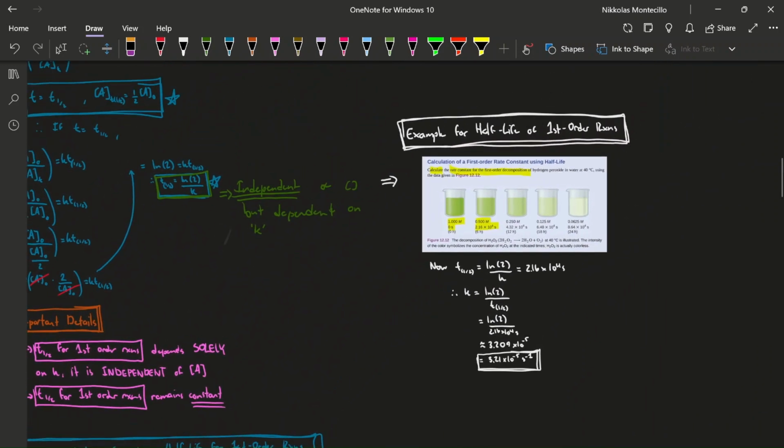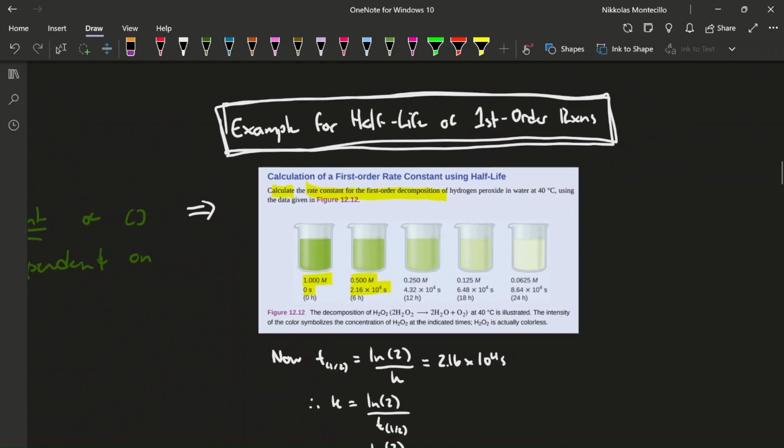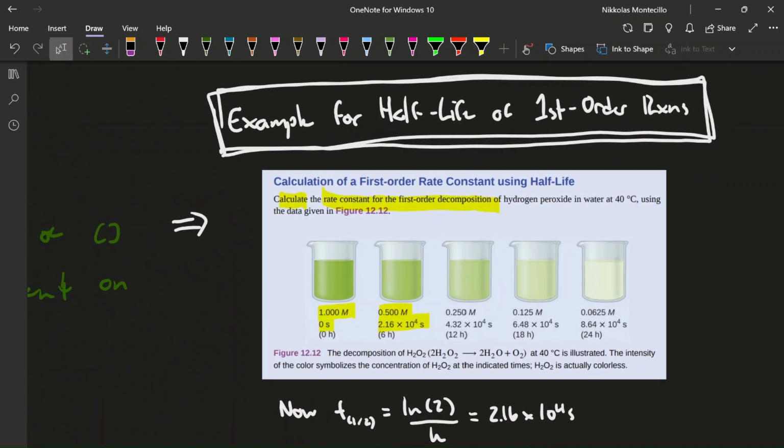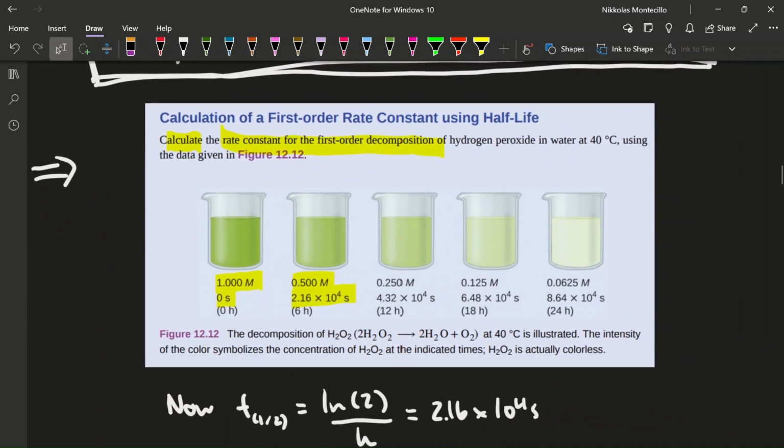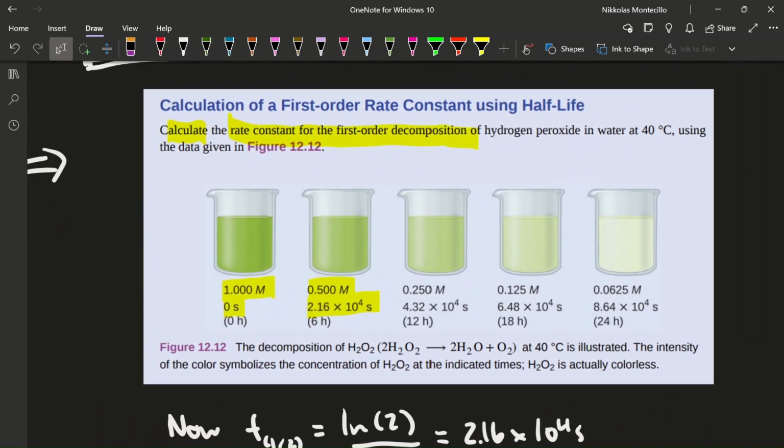So let's go through an example of half-life for first-order reactions. Let's say we want to calculate the rate constant for the first-order decomposition of hydrogen peroxide. There's a lot of experimental data here, but what's most important is we figure out the half-life. We find that it takes about 6 hours, or 2.16 times 10 to the 4 seconds, for the initial concentration to be reduced to half, where the initial concentration is 1.000 molar at 0 seconds, but 2.16 times 10 to the 4 seconds later, the concentration will be reduced to 0.500 molar.